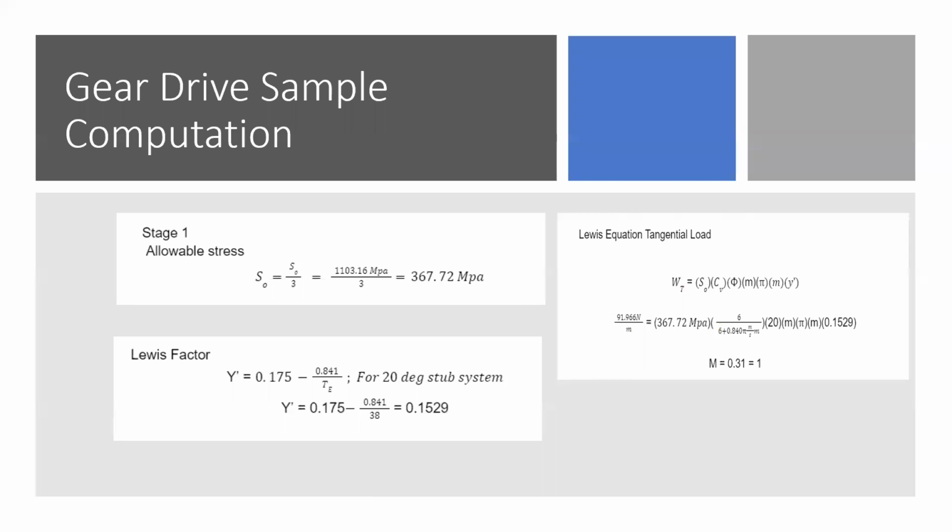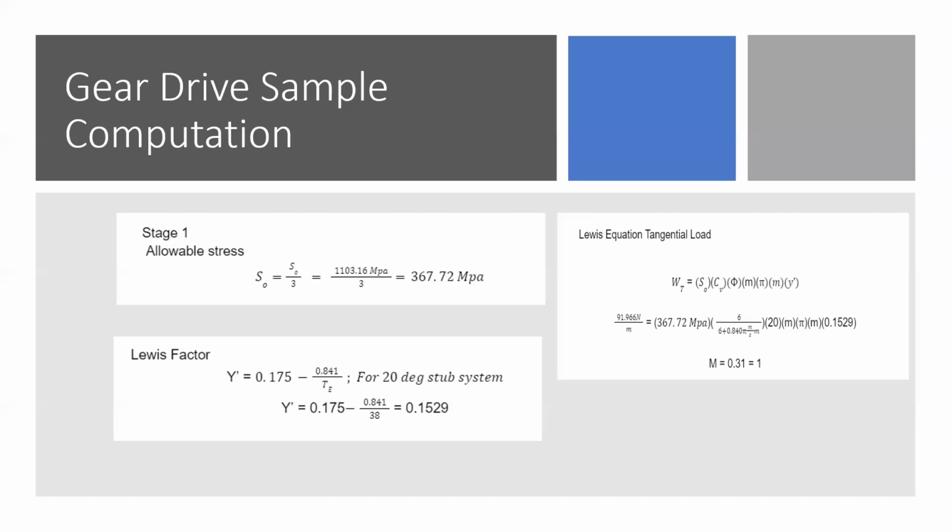Next, please. For the gear drive, we will take stage 1 for our sample computation. We will follow the formula given. The allowable stress will be divided by 3, and we will get 367.72 megapascals. Next, we will solve for the velocity factor, which is 6 over 6 plus v. And for stage 1, we will have 6 over 6 plus 840 pi millimeters per second multiplied by m.